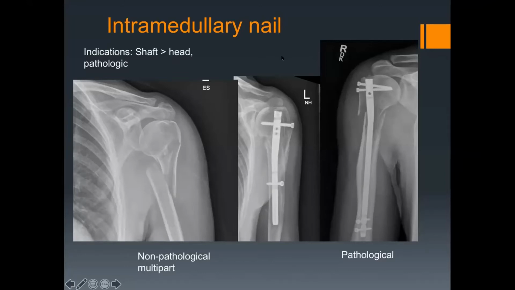The other thing to consider with intramedullary nail is it's the primary fixation method for pathological fractures. So this is an example here where you have a lytic, ill-defined lesion within the humeral neck, which was a myeloma deposit, I believe, with a pathological fracture. And you can see a long antegrade intramedullary nail across that fracture site.